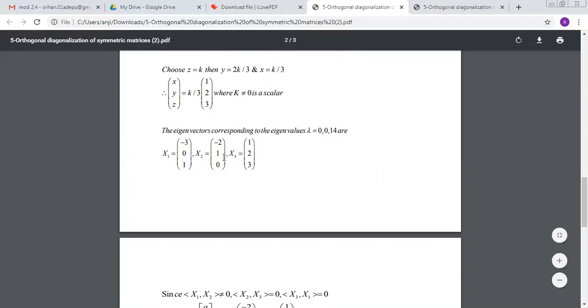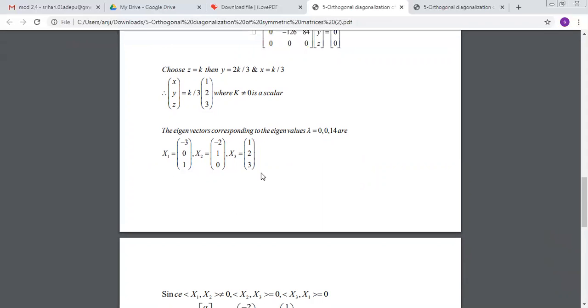Now the eigenvectors corresponding to the eigenvalues lambda equals 0, 0, 14 are [-3, 0, 1], [-2, 1, 0] and [1, 2, 3]. Now we have to check whether these eigenvectors are pairwise orthogonal or not.